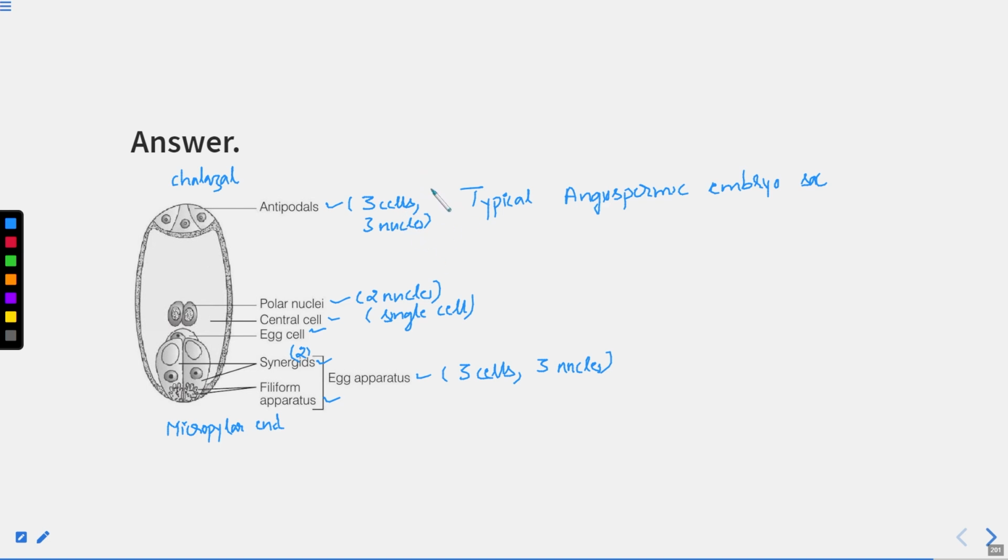All right. So if you talk about nuclei, three nuclei here, three nuclei here, 6 plus 2. In total, we have 8 nuclei. And if we talk about cells, 3 cells here, 1 cell here, 1 cell here. 4 cells plus 3, 7 cells. So it is 8 nuclei and 7 cell structures. So this is a typical angiospermic embryo sac.